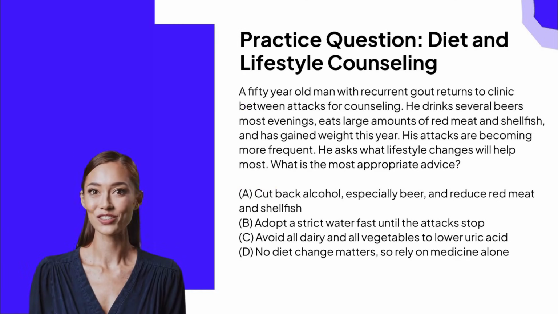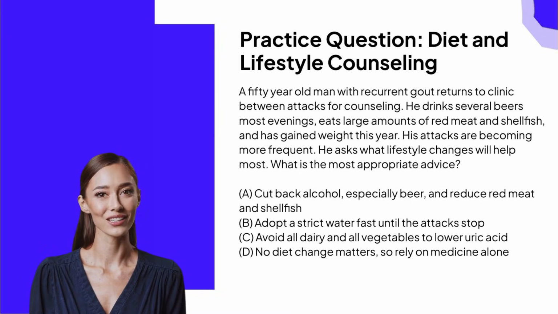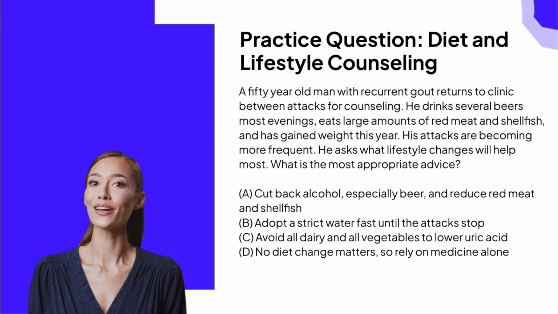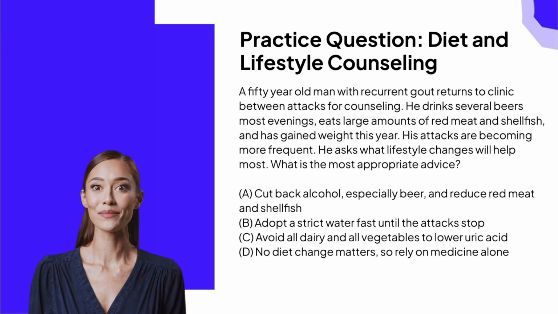Here is our third practice question, and it targets diet and lifestyle counseling, which shows up constantly on this topic. A 50-year-old man with recurrent gout comes back to clinic between attacks for counseling. He drinks several beers most evenings, eats large amounts of red meat and shellfish, and has gained weight over the past year, and his attacks are getting more frequent. He asks which lifestyle changes will help the most.